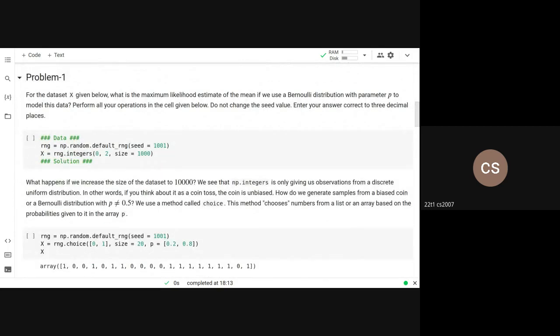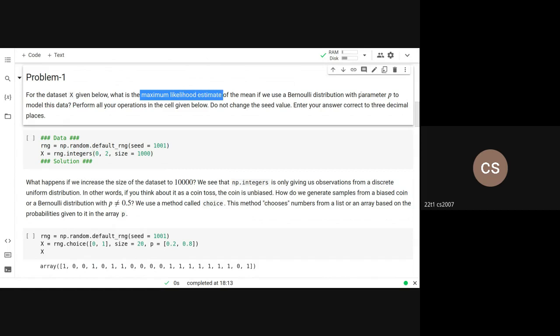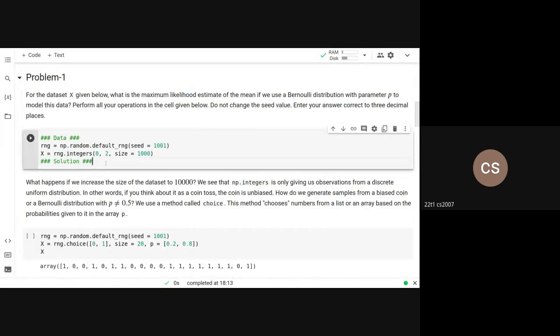Right, so now that is set, we'll start with maximum likelihood estimation, right? So we have some data set X here. These are going to be zeros and ones, as I already mentioned. Now we need to find the MLE of this parameter P, right? If you use a Bernoulli distribution, then we need to find the maximum likelihood estimate of the mean using this data set, right? So what do you think that value is going to be?